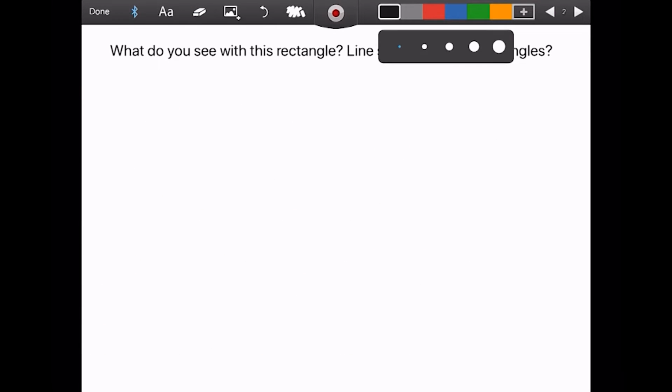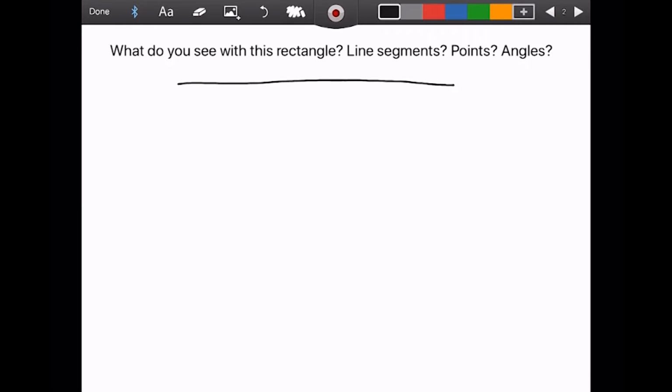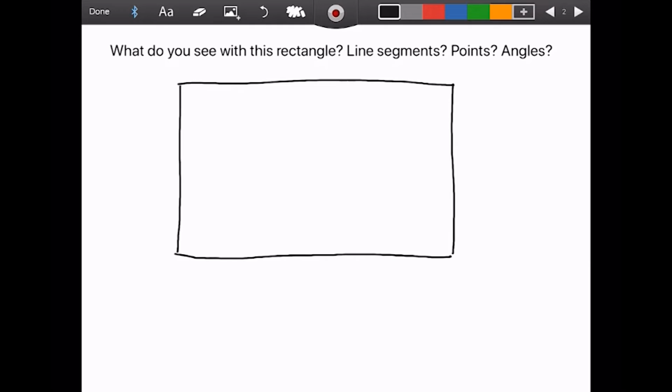So I'm going to draw a rectangle here. I'm going to draw my lines as straight as possible. And I'm going to label some things on here. And while I'm labeling those, I want you to think about, what do you see with this rectangle? Are you noticing anything like line segments or points or angles? So let's talk about that.